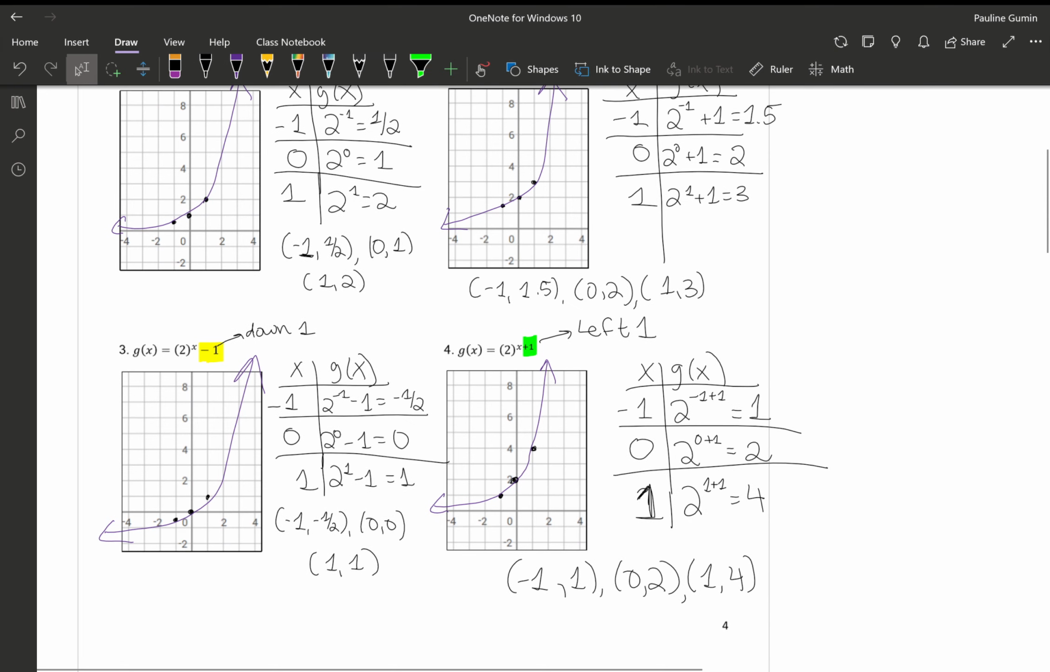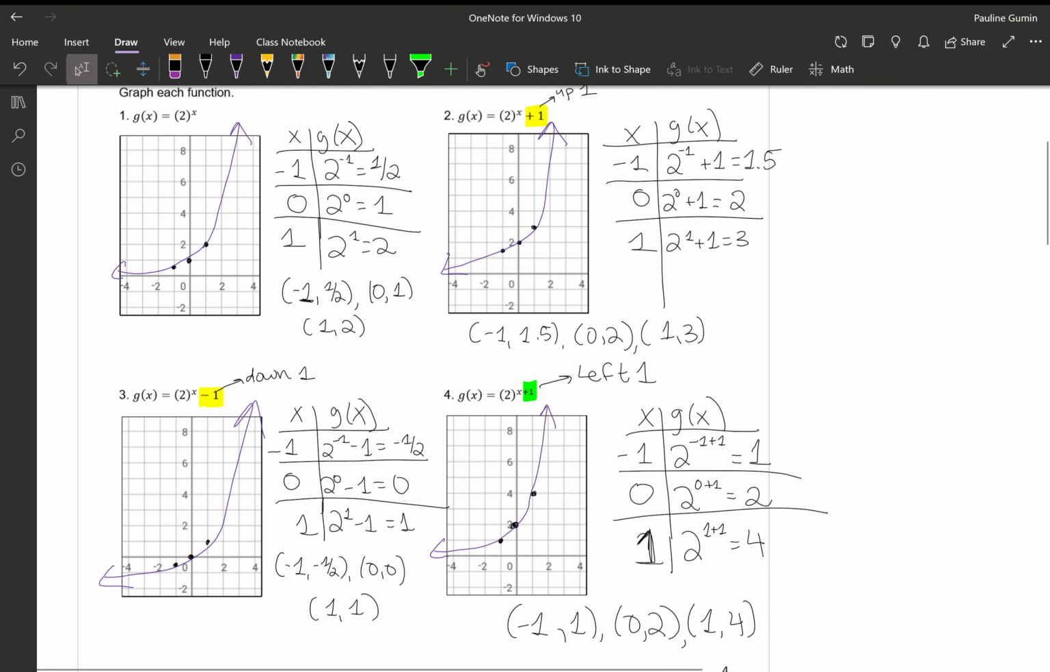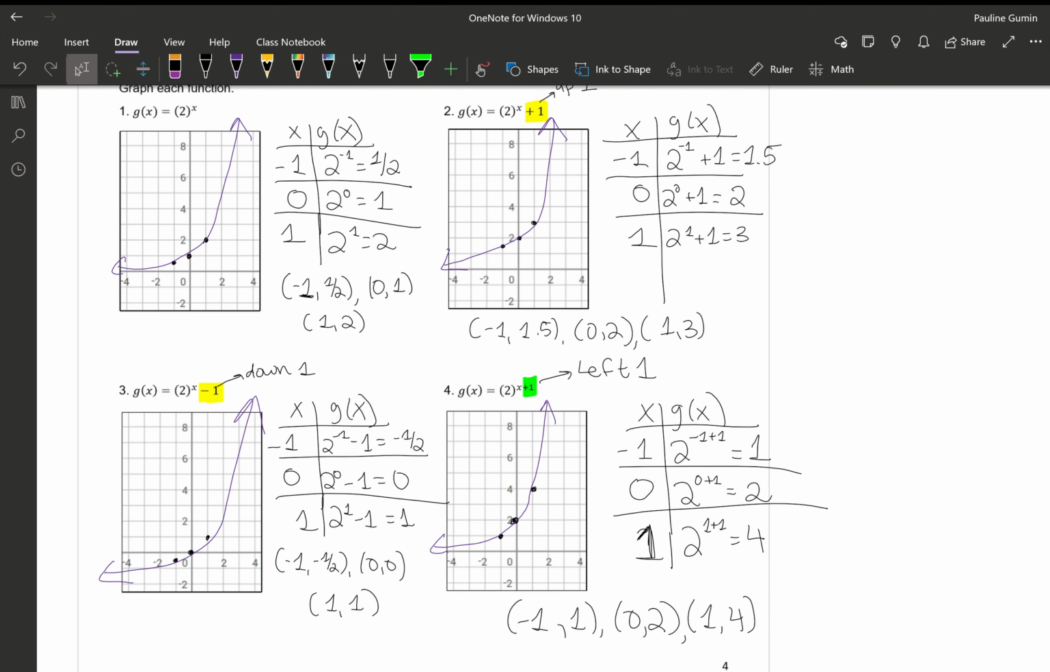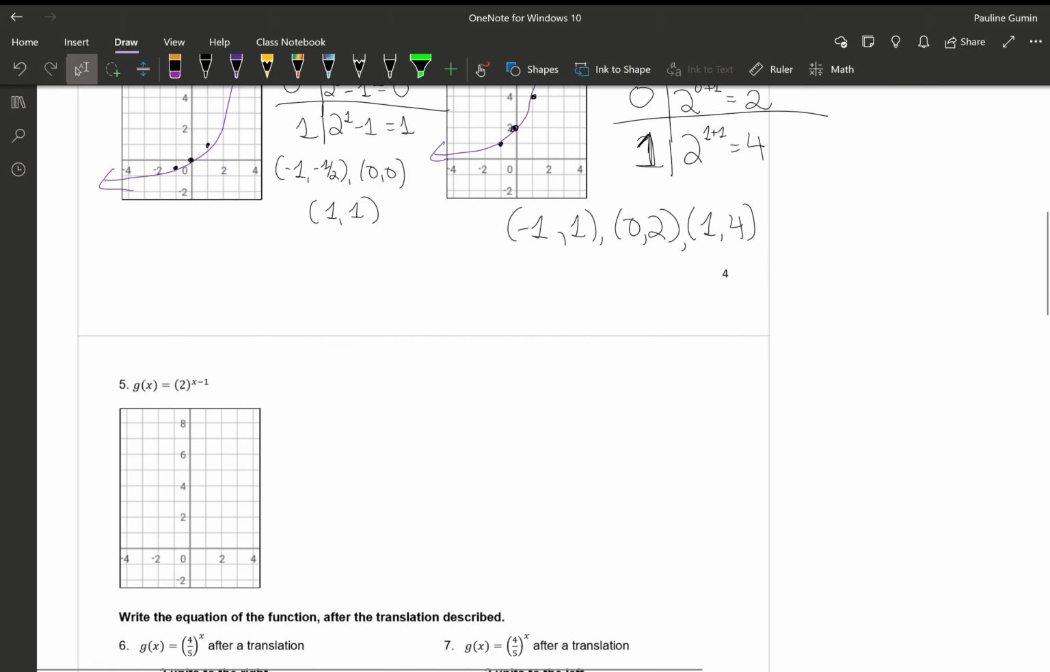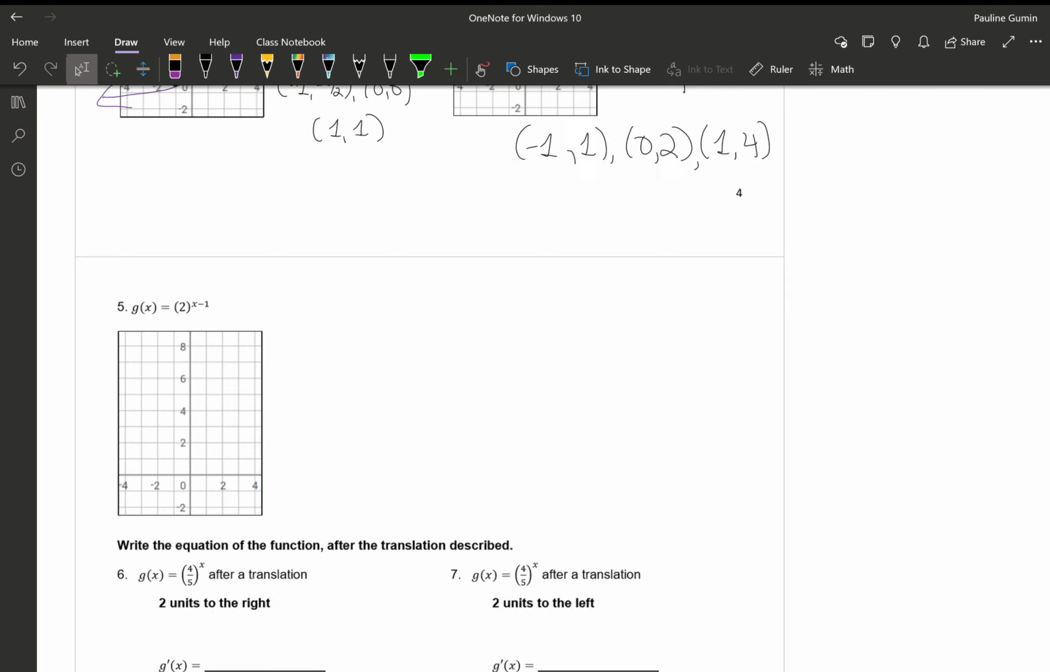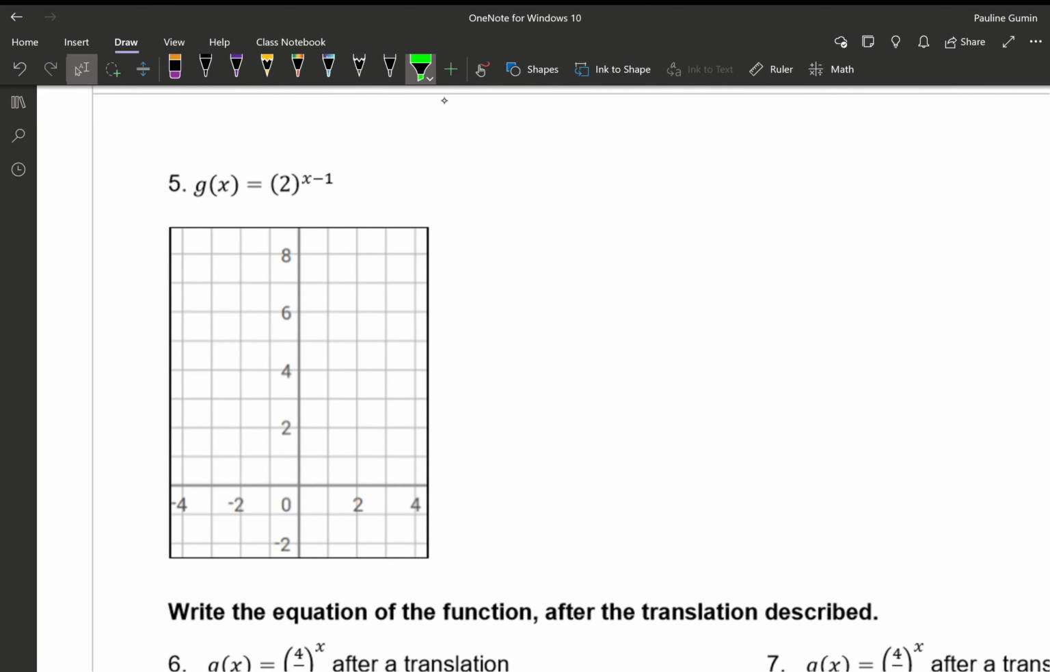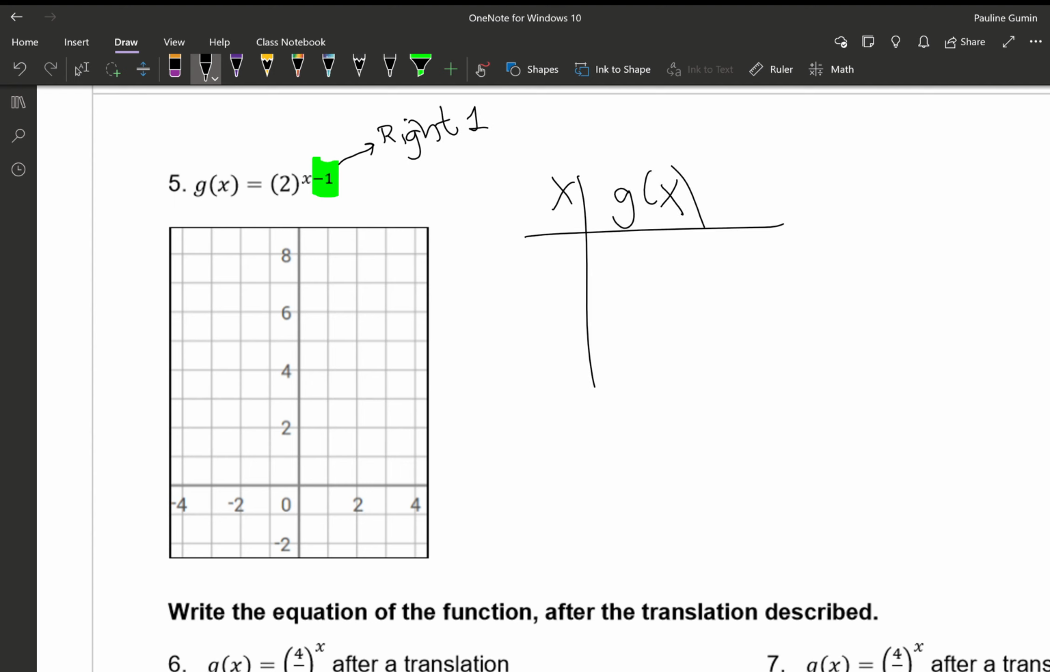Hopefully you can see that between number 1 and 4, we took the shape and we moved it 1 to the left. Okay, last direction. Let's move it to the right. So when there's a minus 1 in the exponent, that means to the right 1. Now I know that's really the last option we have, but again, can't trust me until we prove it. So let's prove it. That's how we do it in math.